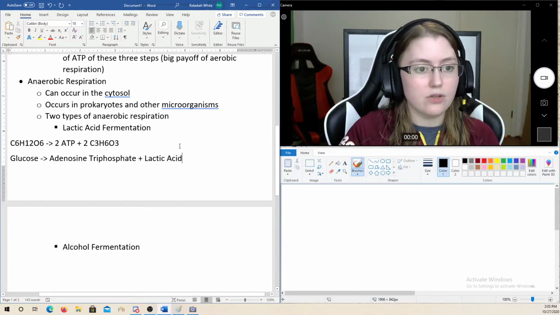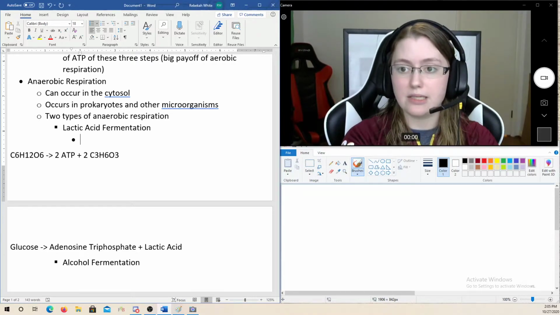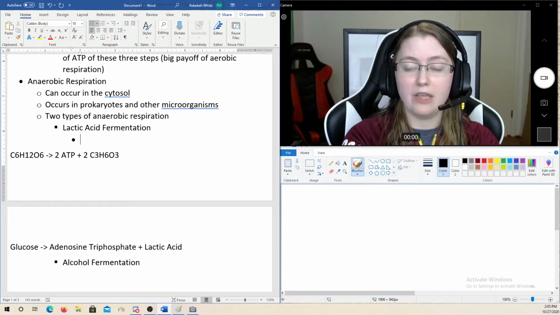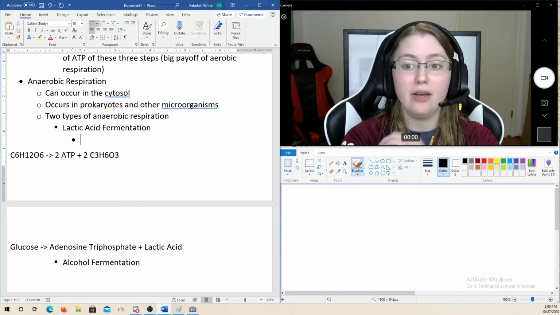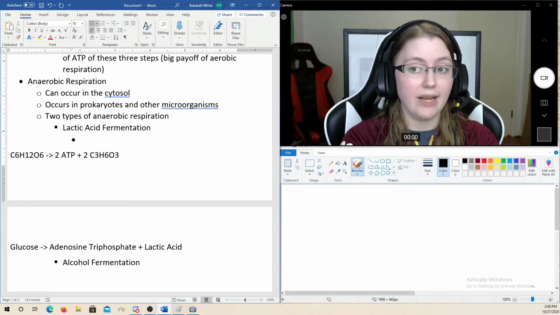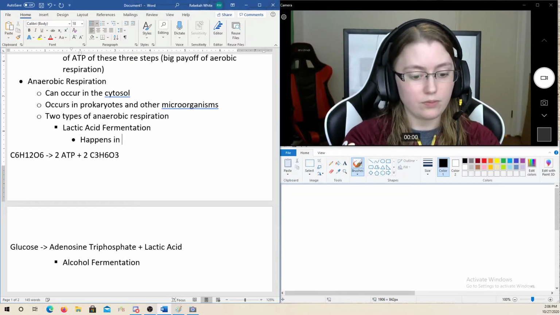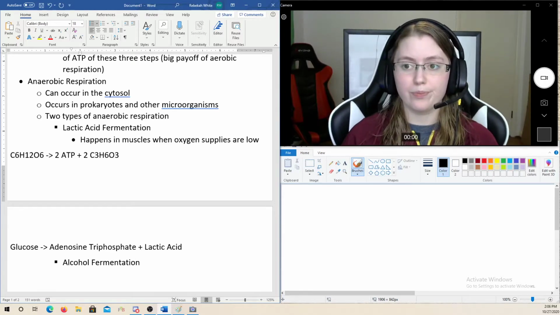Okay, so a couple other notes about lactic acid fermentation. So this is going to be the type of anaerobic respiration that starts to happen in human muscles when there is not enough oxygen being brought in through the lungs and the respiratory system.